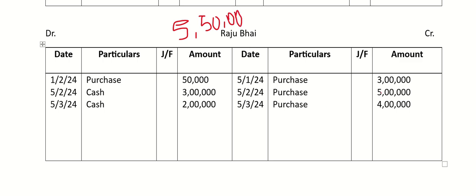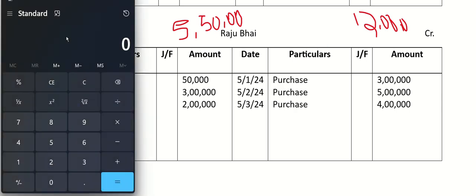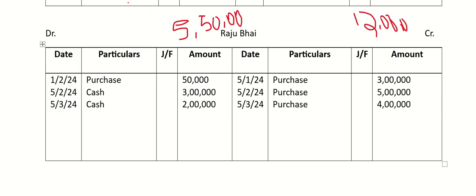Let's see the credit side. It is 1 lakh, wow, 9 plus 3, 12 lakh rupees, isn't it? We have made purchases of 12 lakh rupees from Raju Bhai, but we repaid only 5 lakh 50,000. So what will be the difference? You can just take a calculator and do 12 lakh minus 5 lakh 50,000. The difference is 6 lakh 50,000.